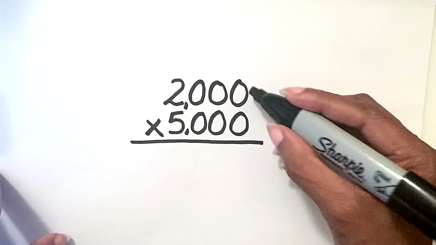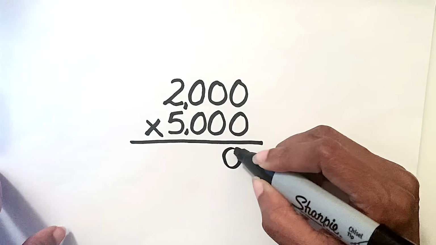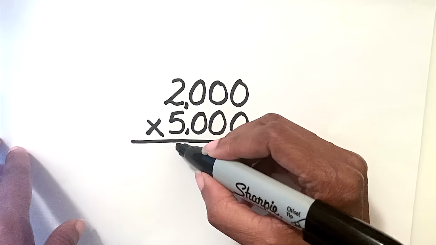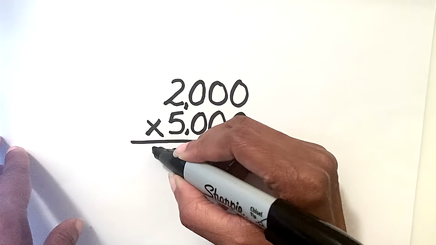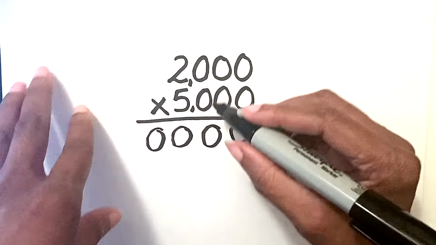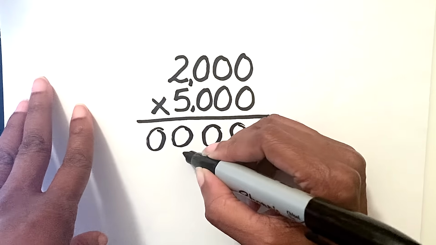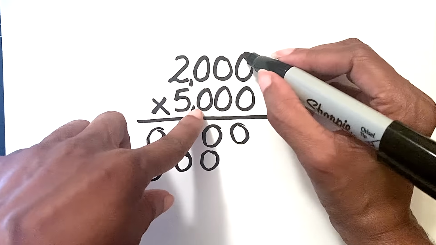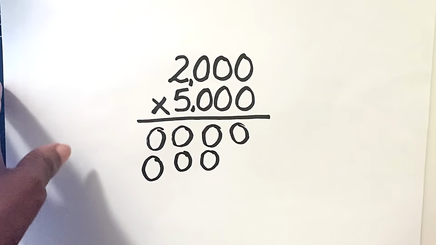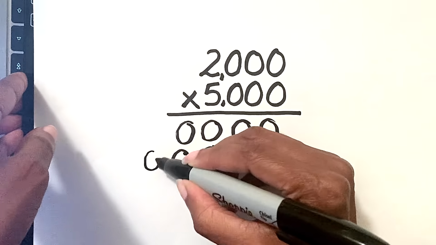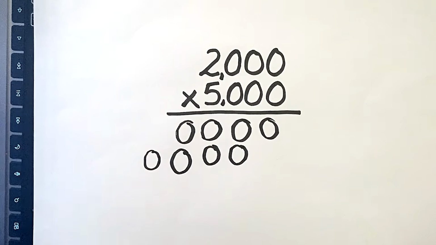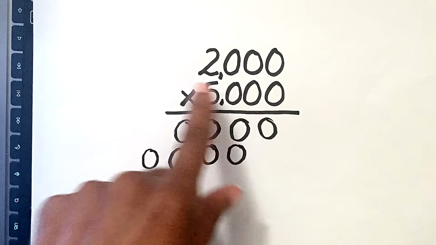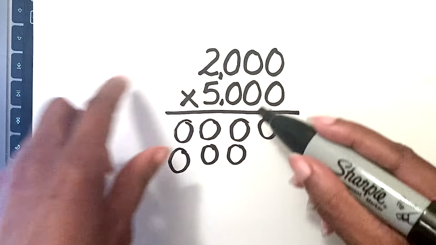So 0 times 0, we know that's 0. So basically, we're going to multiply everything by 0 here. So the first row is going to be 0. Now we're going to multiply everything by the other 0. Okay. All right. We're done with that. Now we're going to multiply everything by... Oh, wait a minute. Sorry. One more 0 there. Now, we finished multiplying everything by 0. Now we're going to multiply everything by 0 again.